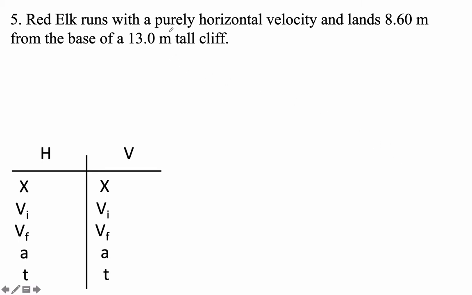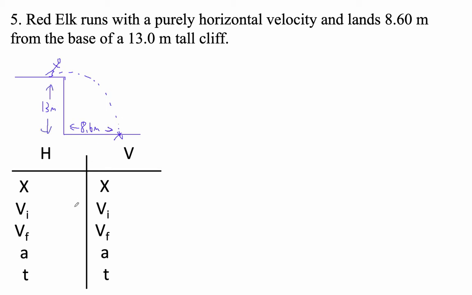Red Elk runs with a purely horizontal velocity and lands 8.6 meters from the base of a 13-meter tall cliff. Let's draw a picture of this. 8.6 meters from the base would be this distance. All right, so he goes. Poor Red Elk, he keeps running off cliffs. And then the cliff is 13 meters tall.